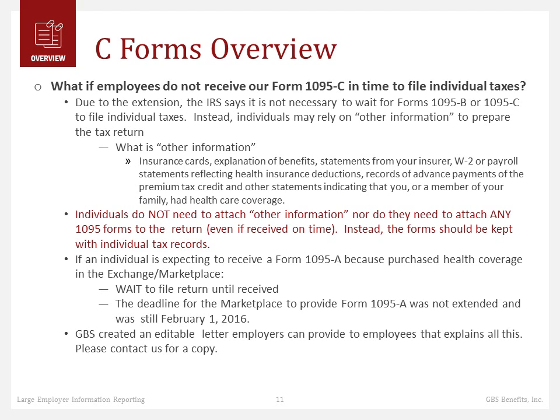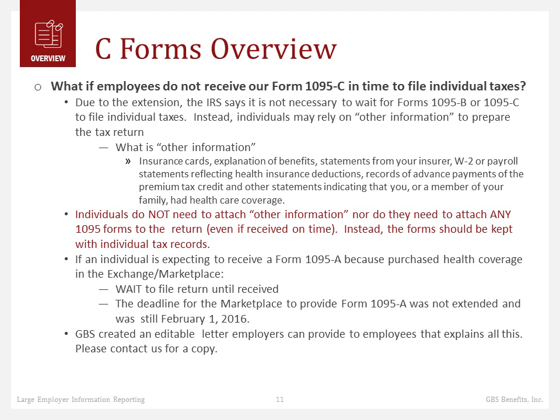So here's the rule, and here's the explanation of this. Due to the extension on December 28th, the IRS says it is not necessary to wait for the 1095-B or 1095-C forms to file individual taxes. Instead, individuals may rely on other information, quote unquote, to prepare the tax return.